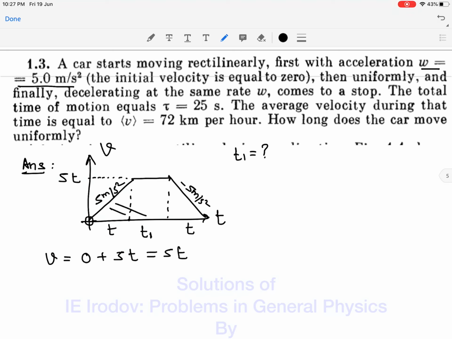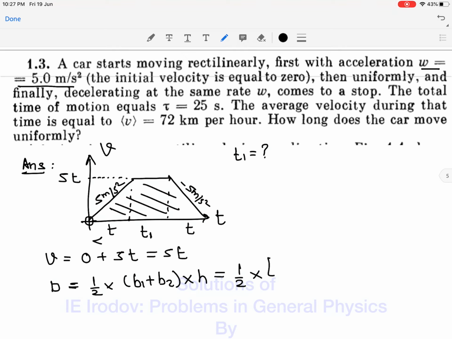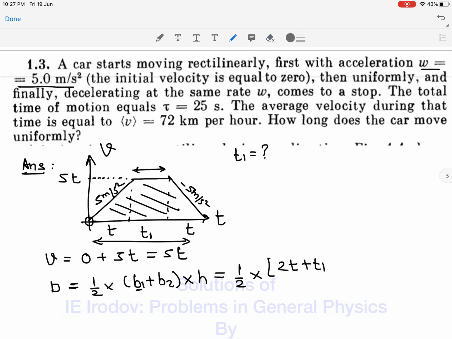And we also know that the area under the velocity time graph gives distance. So distance is equal to the area under the graph, that is the area of a trapezium, half into sum of parallel sides into height. So that comes out to be half into the sum of parallel sides, 2t plus t1, which is base 1, plus t1, into the height. Here this whole height is 5t.